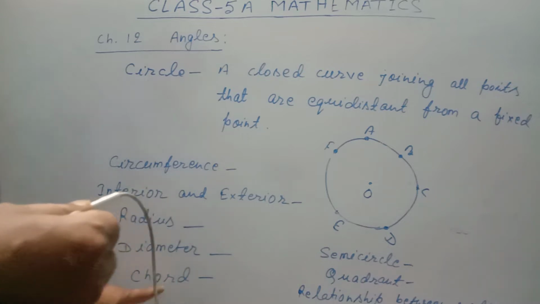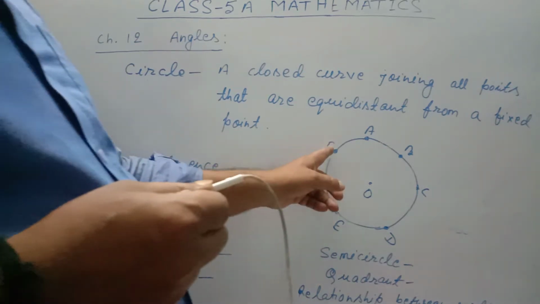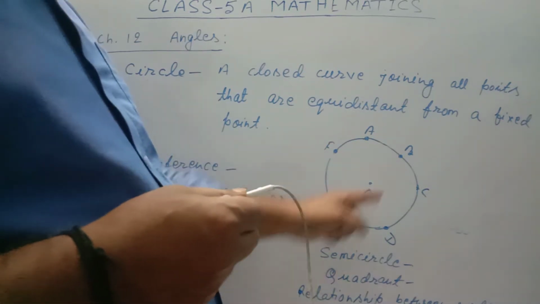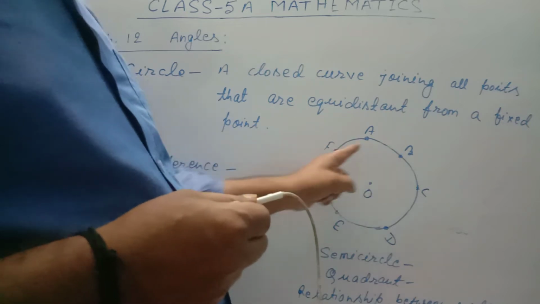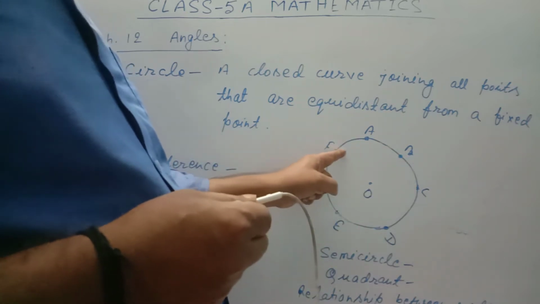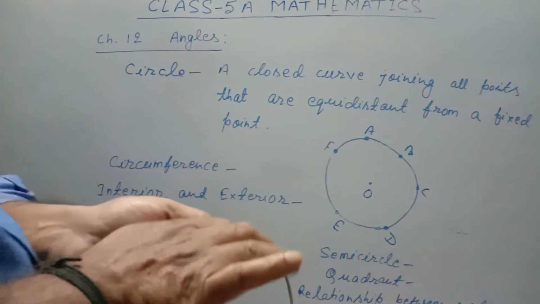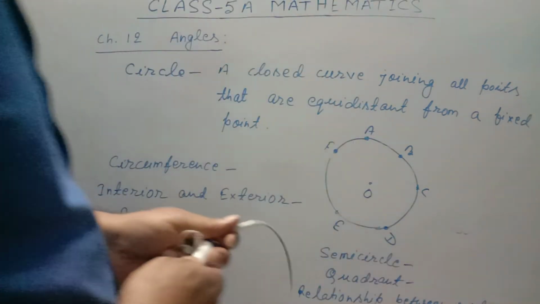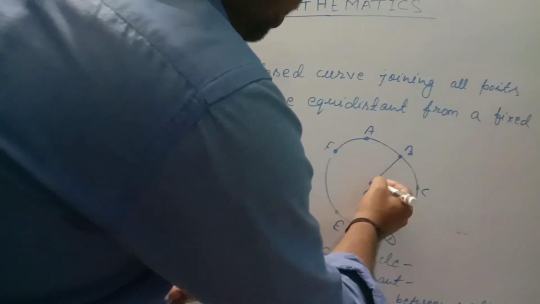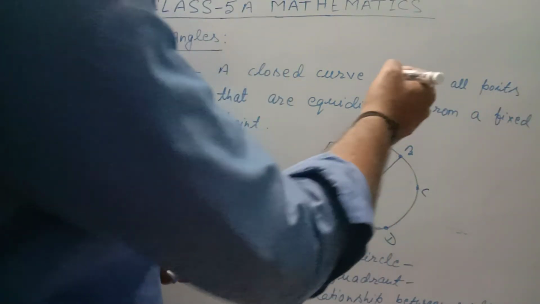Now chord: a line joining any two points. Suppose you are joining F and B, so this line segment becomes the chord. Semicircle: one diameter divides a circle into two semicircles. BE is the diameter.